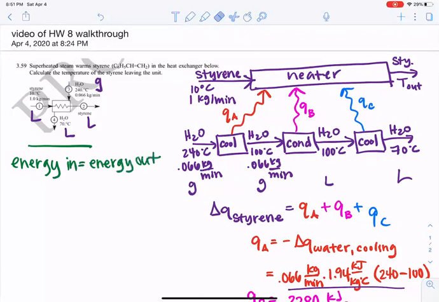And the energy enters in streams 1 and 3. So those are the two streams entering our system. So I'm going to have Q1 plus Q3. And it leaves in streams 2 and 4.